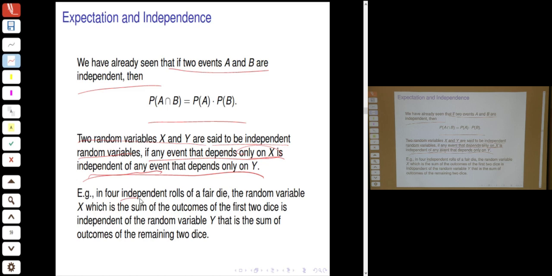So, for example, in 4 independent rolls of a fair die, so you take a fair die and roll it 4 times independently. The random variable which is the sum of the outcomes of the first 2 dice is independent of the random variable that is the sum of the outcomes of the remaining 2 dice. Of course, what happens in the first 2 rolls is independent of what happens in the third and the fourth roll. So the sum of the outcomes of the first 2 rolls is independent of the sum of the outcomes of the third and the fourth roll. This is all that it's saying.